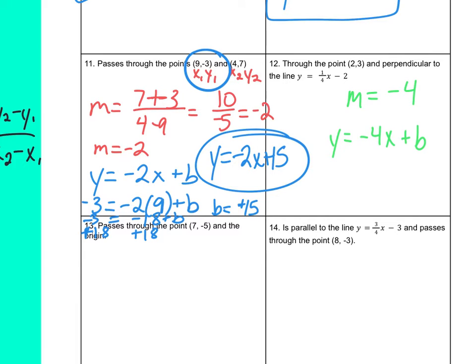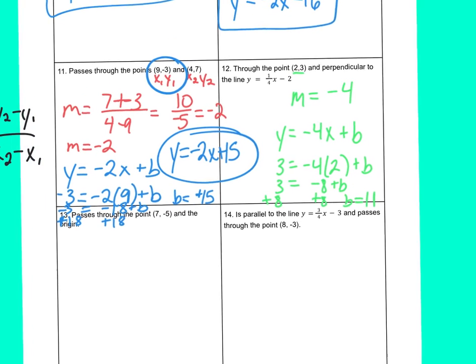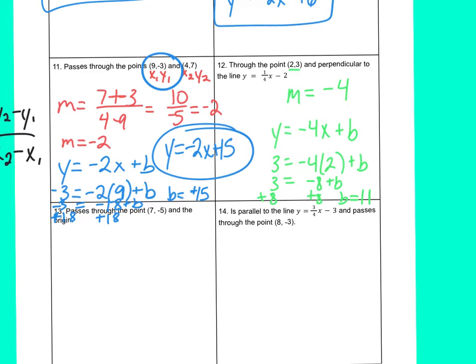Plug in a point. So 2, 3. What's going in for y? Equals negative 4 times... What is negative 4 times 2? And what's b going to be? Yep, we add that 8 over. B's 11. So for my final answer, I need to put y equals... plus 11. Good. Y equals negative 4x plus 11.